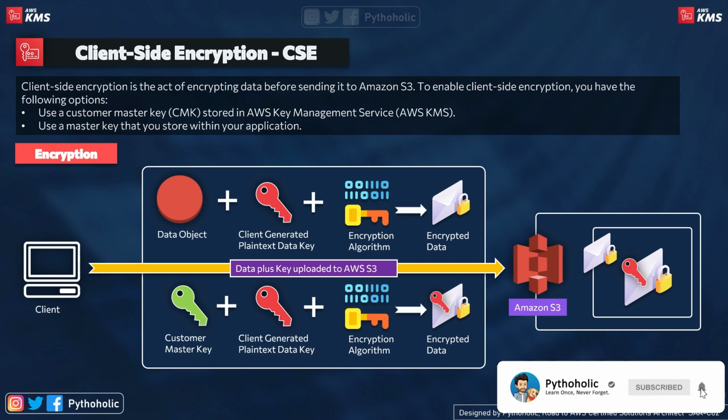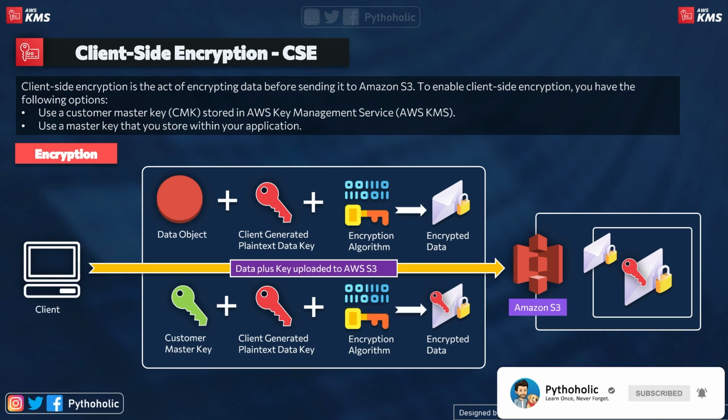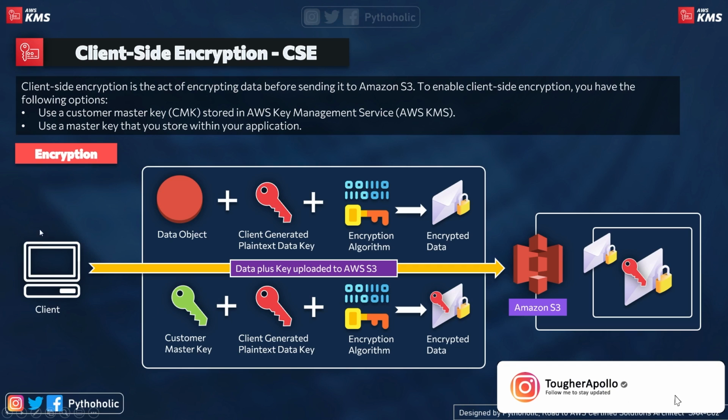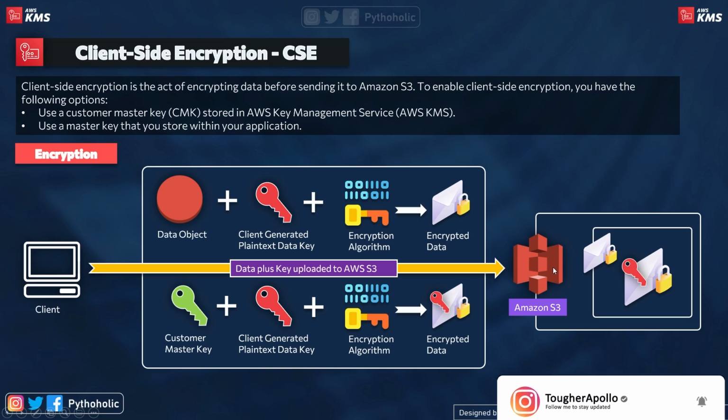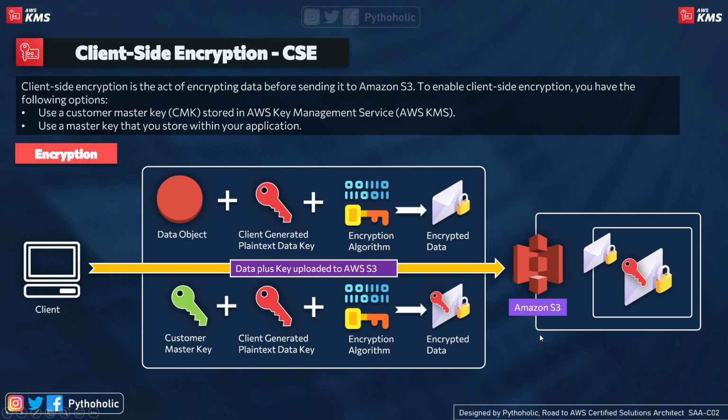So now see the diagram and imagine the data that you have is at the client side. If you want to encrypt it before storing it on S3, you'll need a key to encrypt and a key to decrypt, isn't it? So let's see how the encryption works here. This is the encryption part that we'll be discussing. So you have the object here. It can be a text file or a log file.